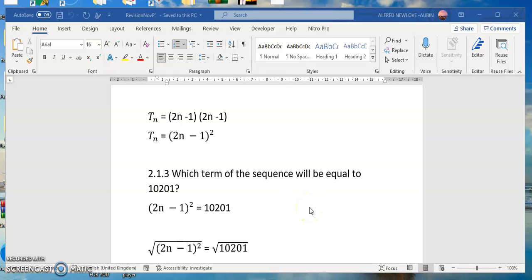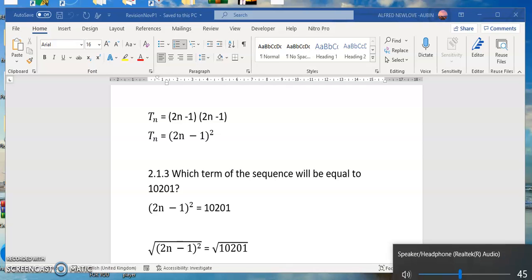We are still revising. We are still looking at Paper 1 on number patterns. Remember, we managed to find in our previous section the general term for the pattern to be this one. And the follow-up question is this: which term of the sequence will be equal to 10,201? So which term is supposed to be equal to that? Which term are we talking about in this one? So it means this must be equal to that.